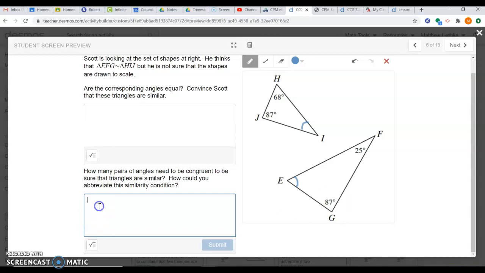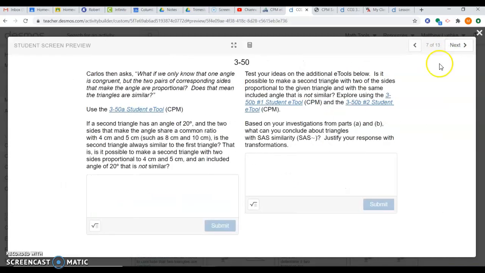Okay? And so when you say this, you can say, okay, I only need 2 pairs of congruent angles to say it, and you could abbreviate that with angle, angle, similarity. Just 2 A's. Okay? On to the next one. So that's angle, angle, similarity. One of the big takeaways today is that angle, angle, similarity exists and tells us that two triangles are similar.